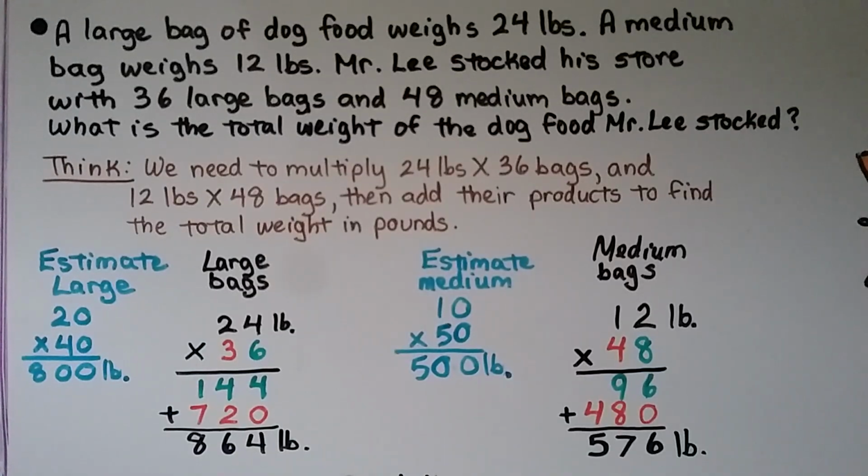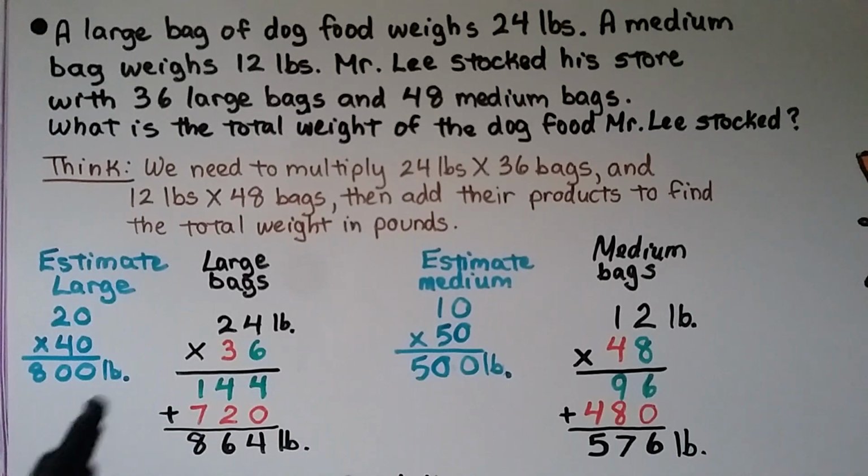A large bag of dog food weighs 24 pounds. A medium bag weighs 12 pounds. Mr. Lee stocked his store with 36 large bags and 48 medium bags. What is the total weight of the dog food Mr. Lee stocked? So think, we need to multiply 24 pounds times 36 bags and 12 pounds times 48 bags, then add their products to find the total weight in pounds.